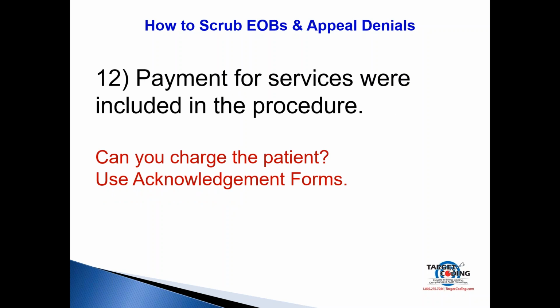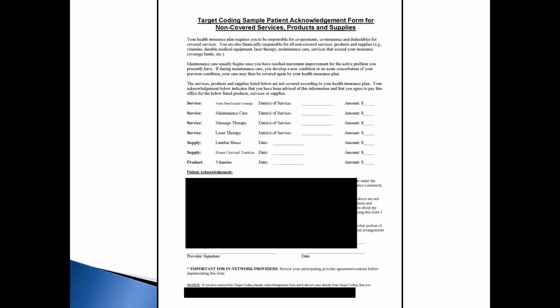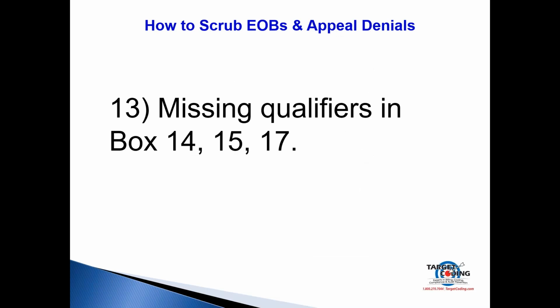Number 12, payment for services were included in the procedure. Oh, okay. Can you charge the patient? Make sure you use good forms. Here, this is an excellent form. It tells patients, your insurance covers chiropractic. However, your insurance does not cover the following things: maintenance, massage, braces, laser, vitamins. They sign it, and you're covered. Excellent form. Just don't use it for Medicare. This is only for regular insurance.